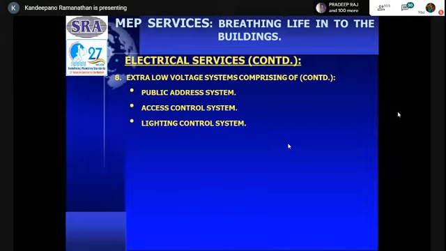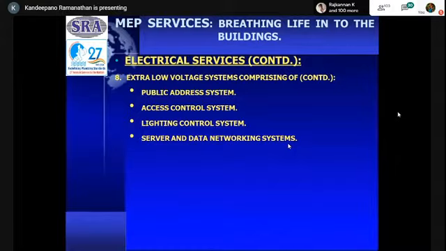Lighting control system. This is for controlling the lights without getting up and switching on the switches. You will have digital switches, and you can switch on using your smartphone itself. Switch on or switch off, or dim up or dim down the lights or fans, or even close or open the curtains of windows using your smartphones.